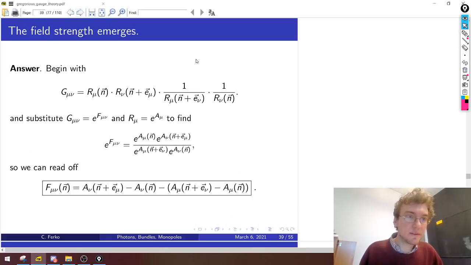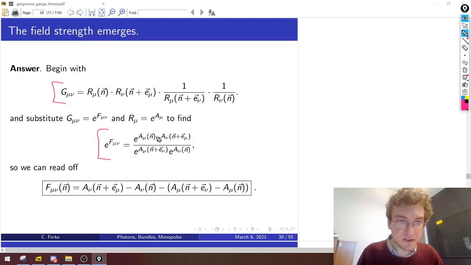Good, indeed. So that's correct. If we start with, again, this gain factor written this way and substitute in the exponentials, just writing the same equation in terms of these exponential quantities gives us this thing. And now I just read off the exponential. F mu nu is this thing.